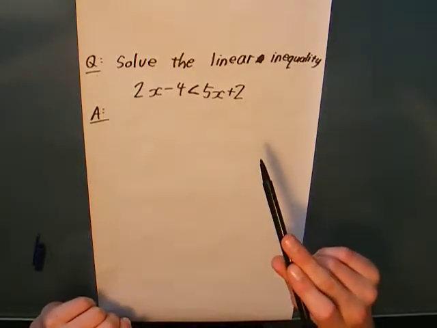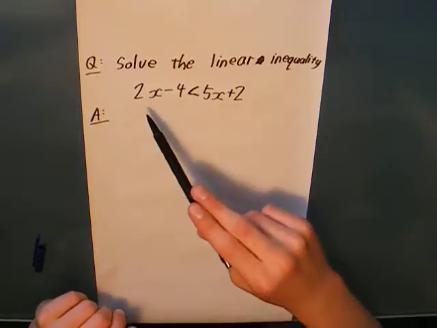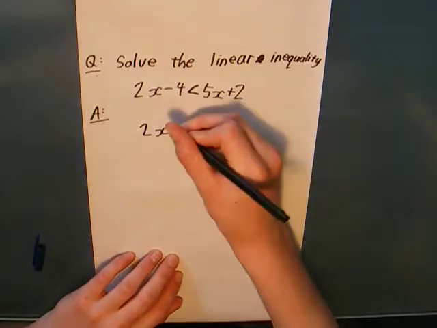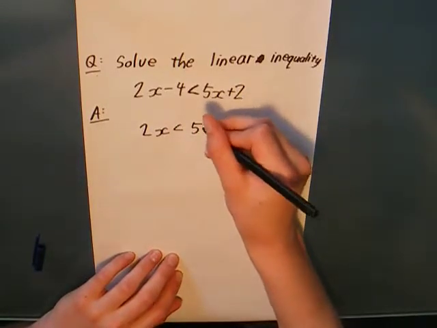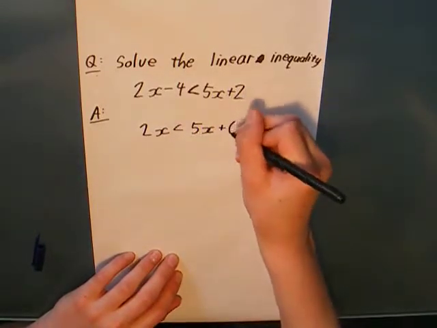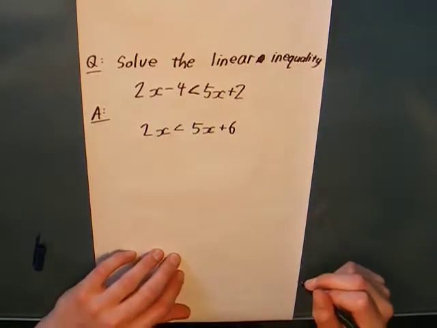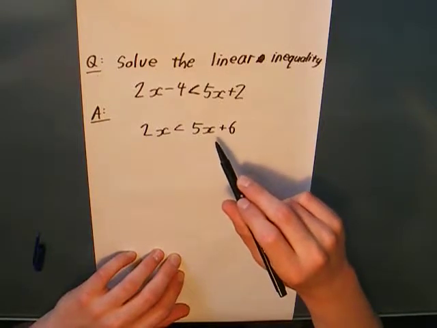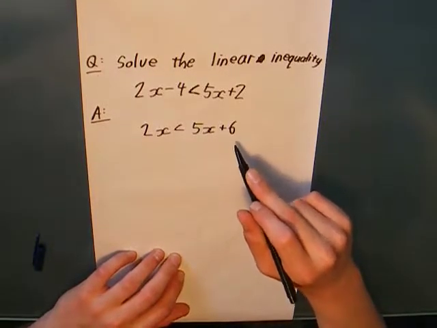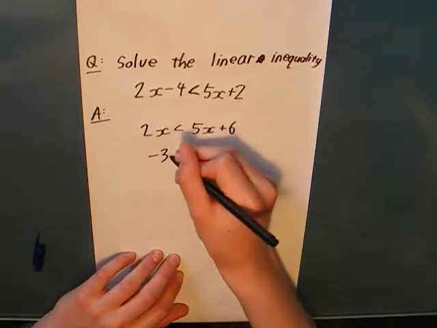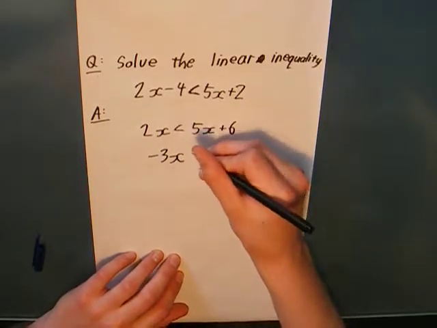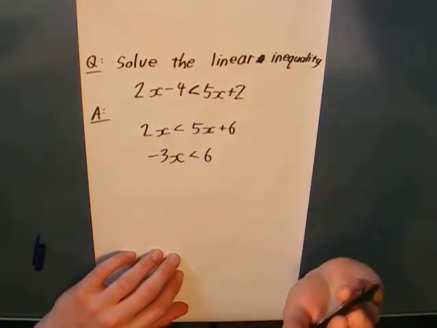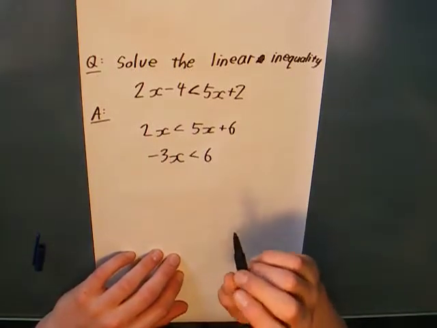So to start off, I'm going to add 4 to both sides. So this will give me 2x less than 5x plus 6. And then I'm going to have to subtract 5x from both sides, which will give me minus 3x less than 6.